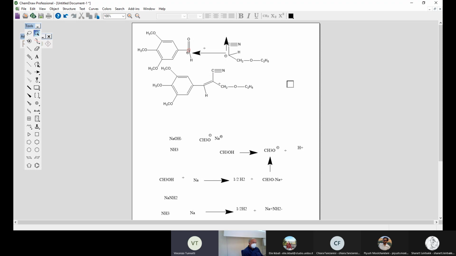So for this step, we need a strong base able to take away a proton in alpha position to the nitrile group to form an anion which is able to attack the partial positive carbon atom of the aldehyde function. We have lost a water molecule, and so you can see the formation of a double bond.